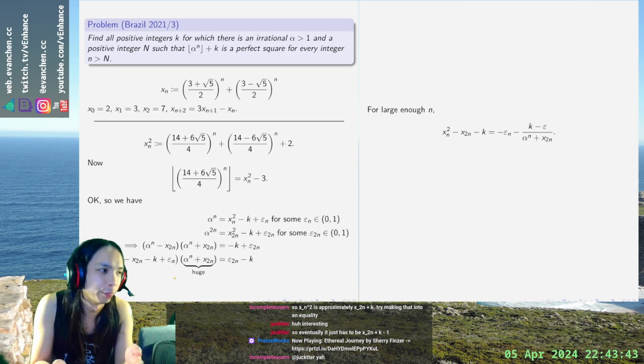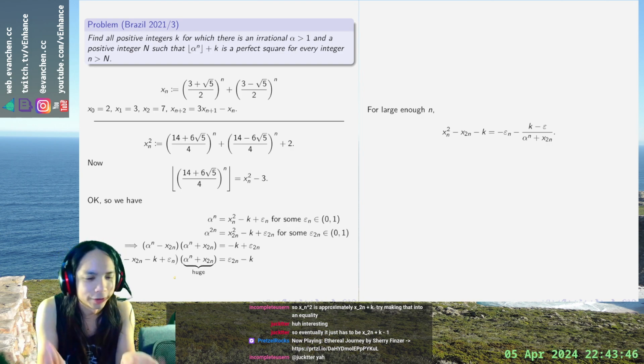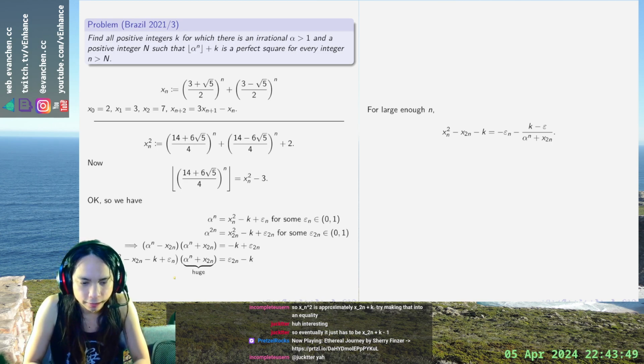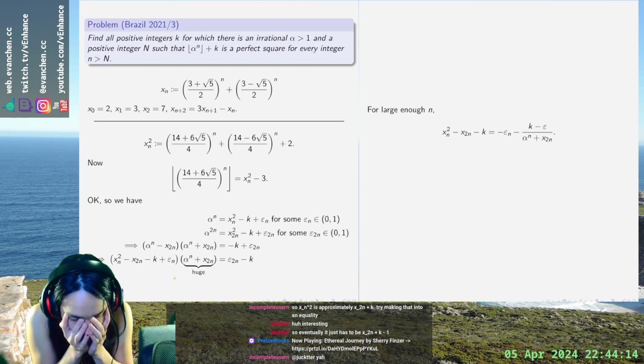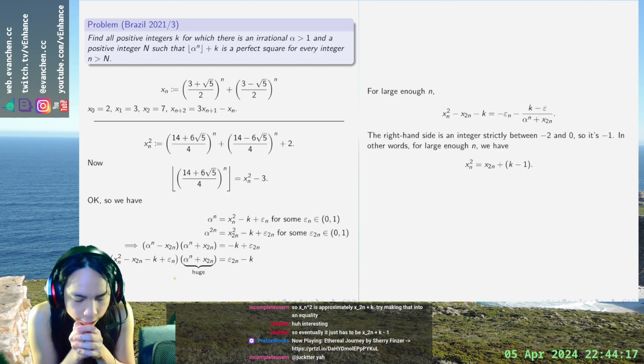Okay, but the sum of two... Yeah, okay, it's the same logic. The right-hand side is an integer between -2 and 0, strictly. So it's -1. In other words, for large enough n, we have the relation xn squared equals x_{2n+k} minus 1. And even with no alpha, I have a hard time believing this would happen for almost all k.